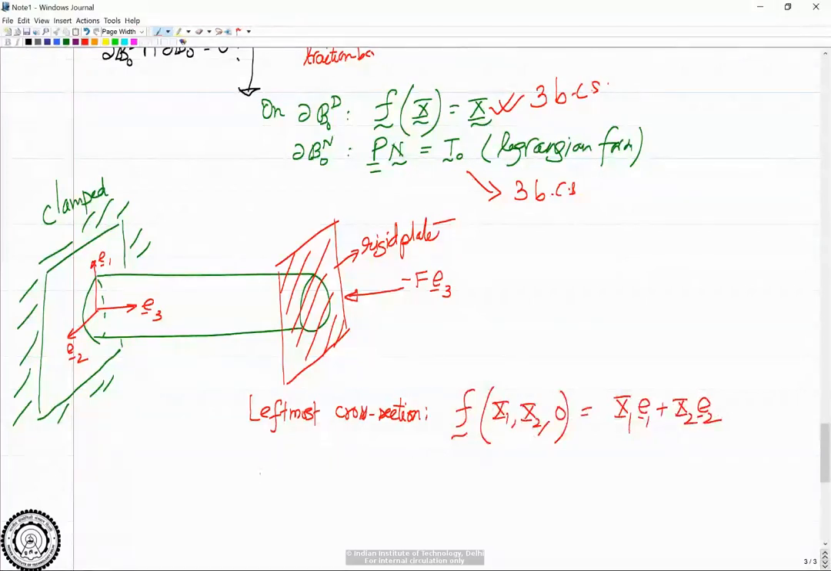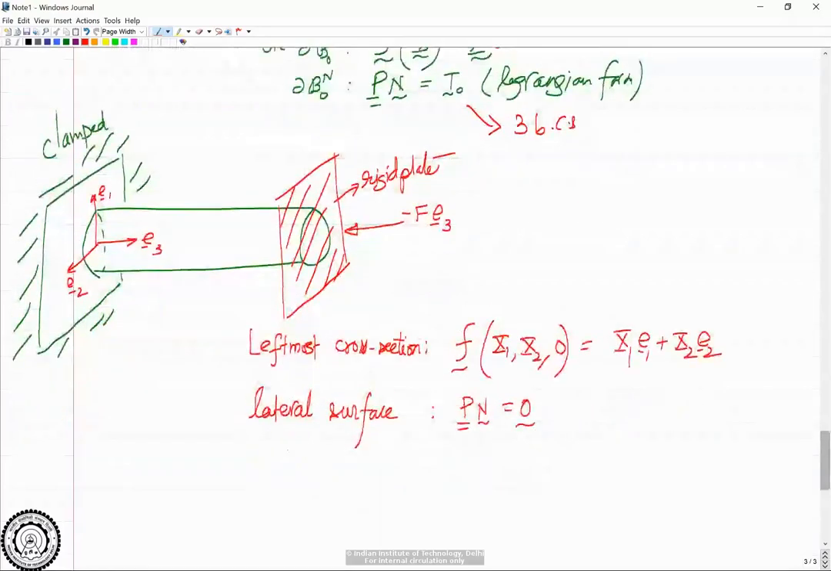Now for the lateral surface, what is happening on the lateral surface? Any idea? Sir, traction will be zero. Traction is zero, yeah. Displacement is not prescribed here; it is free to displace. But we know that we are not applying any force on the lateral surface, so traction is zero. So you can say that big P into big N is equal to zero at every point on the lateral surface.